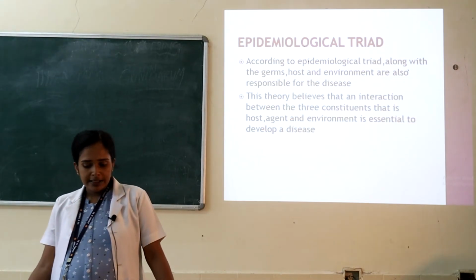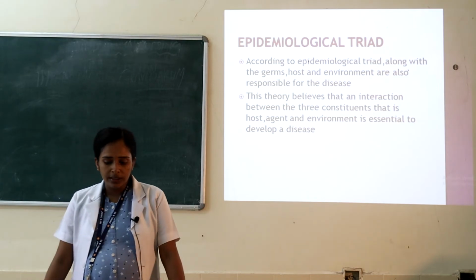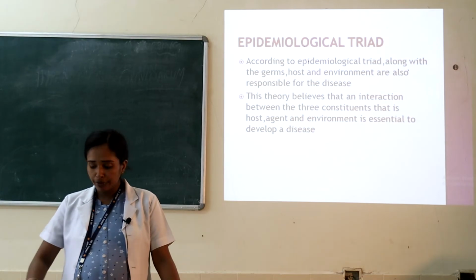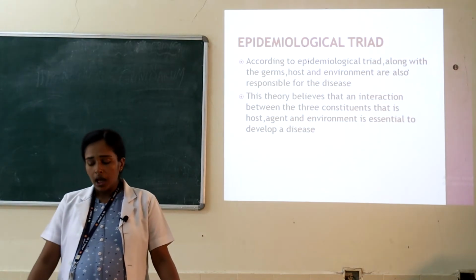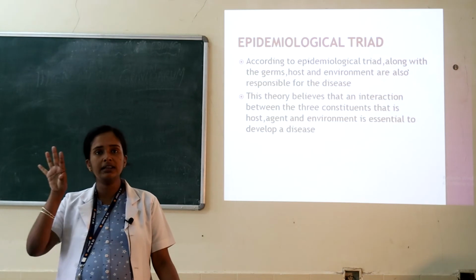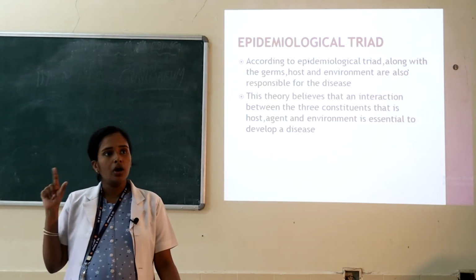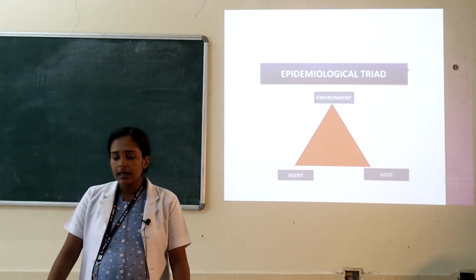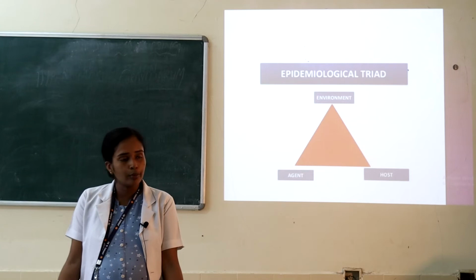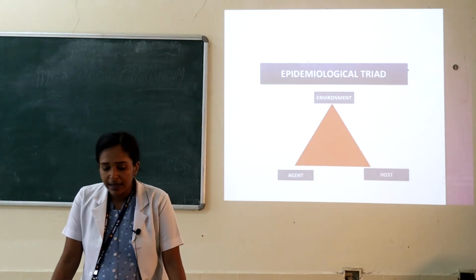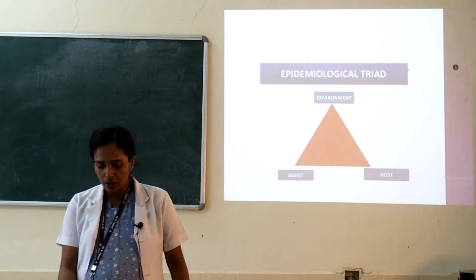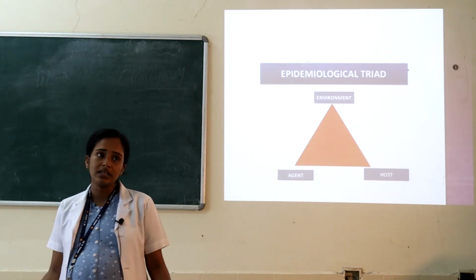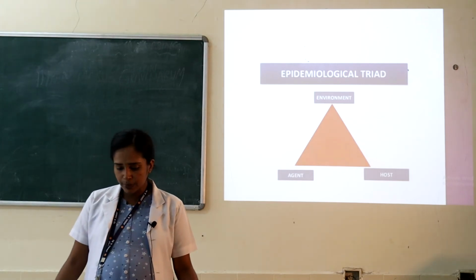This theory believes that an interaction between the three constituents, that is host, agent and environment, is essential to develop a disease. For the development of a disease, there needs to be association of the three factors, that are agent, host and environment, then only will there be disease. This is the pictorial representation of the epidemiological triad. In this picture, it is represented as agent, host and environment. There needs to be close association of these three factors, then only will there be a disease process.